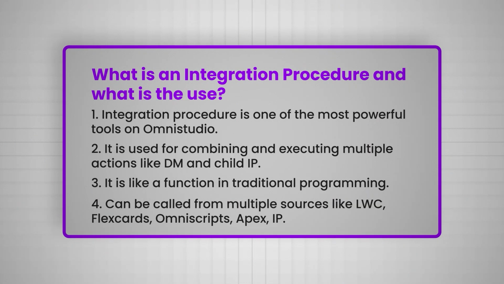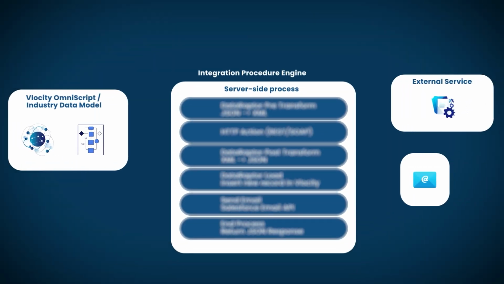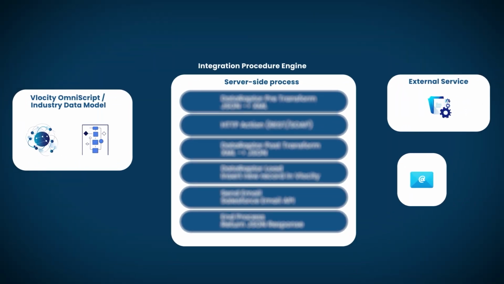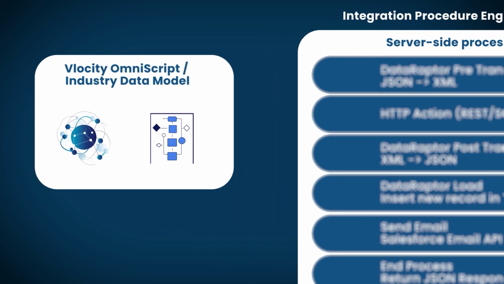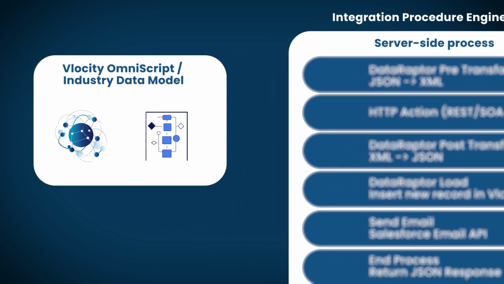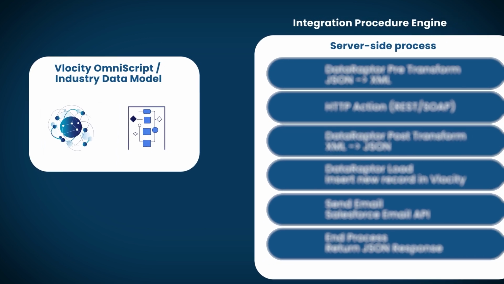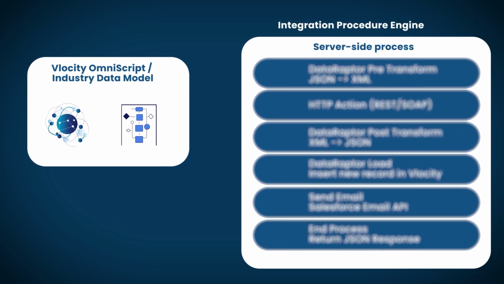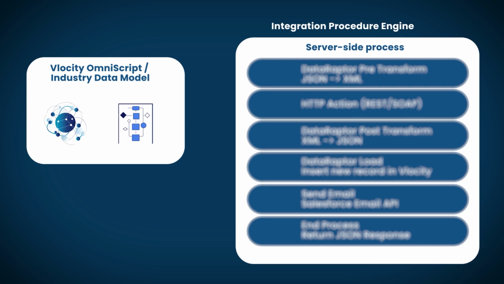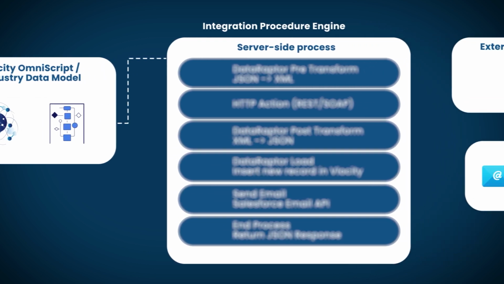Okay, so let's look at visually what an integration procedure is and how it is used. So this is our Omniscript. An Omniscript is like the UI element of Omnistudio. We haven't looked at it in our videos, but we'll definitely make videos about it in the future. Just think of it like a form on Salesforce. So we get an input from the user through this Omniscript, and then we pass it to our integration procedure.